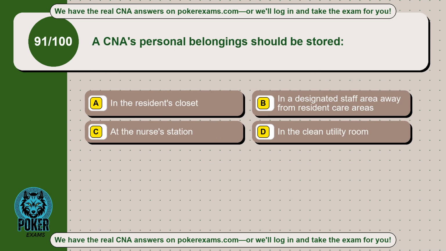Question 91. A CNA's personal belongings should be stored. Option A, in the resident's closet. Option B, in a designated staff area away from resident care areas. Option C, at the nurse's station. Option D, in the clean utility room.